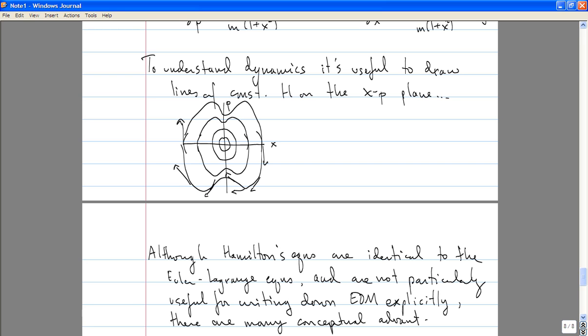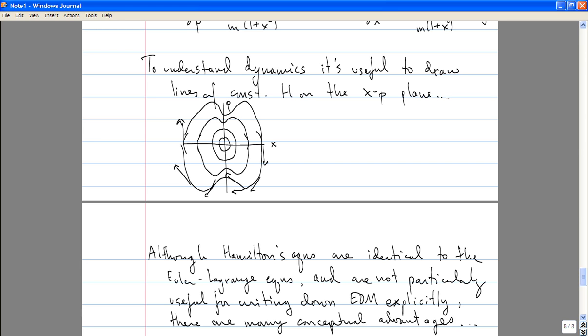And they all stem from the fact that in the Hamiltonian formulation of mechanics, we're using a formulation where the positions and momenta are treated on equal footing. And this has implications not just for classical mechanics, but for quantum mechanics as well.